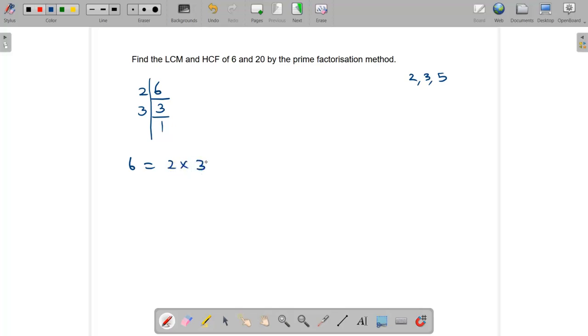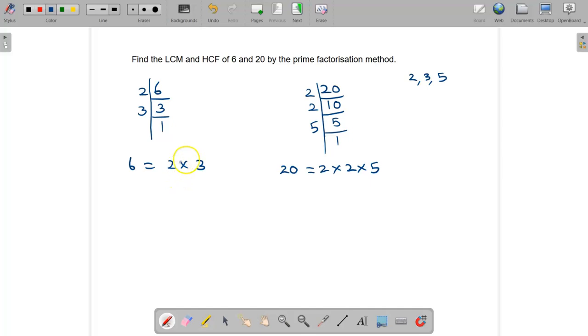Similarly, find the prime factors for 20. For the number 20, start with the first prime factor, 2. 2 tens are 20, and again I can divide 10 by 2. So 2 fives are 10. Now 2 will not divide 5, 3 will not divide it, so I move on to the next prime factor, 5. 5 ones are 5. Once you reach 1, you can stop. So 20 can be written as 2 into 2 into 5. These are your prime factors.